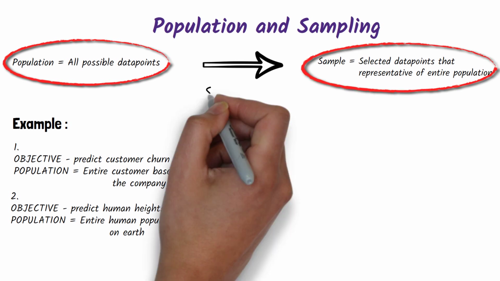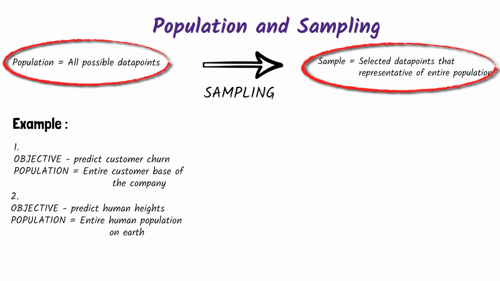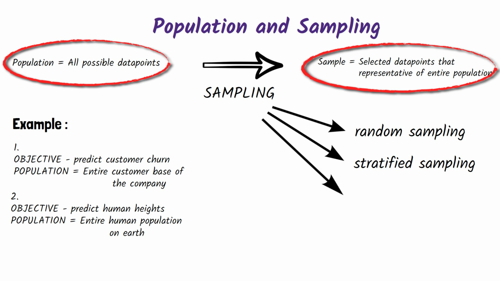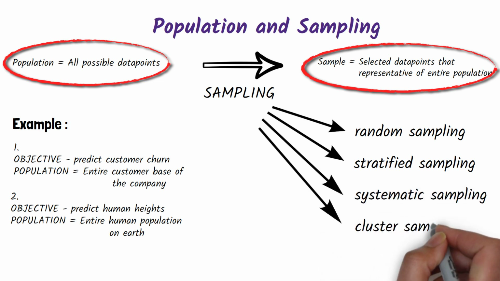So sampling is a critical process that represents the entire population. And there are many different sampling techniques we can use. For example, we might use simple random sampling, where we randomly select individuals from the population to be in our sample. Or we might use stratified sampling, where we divide the population into different groups we call strata, and then select individuals from each of the groups to be in our sample. There are other techniques also, like systematic sampling, cluster sampling, etc.